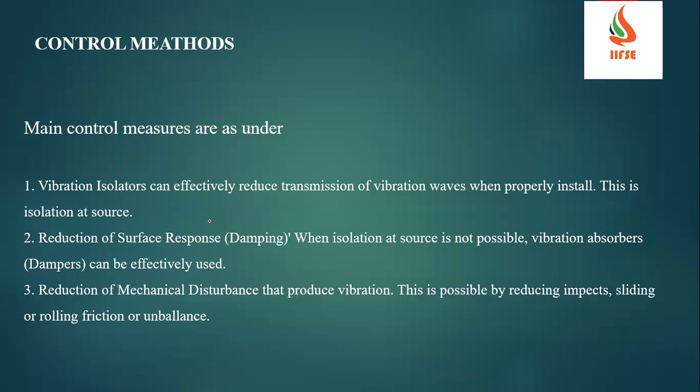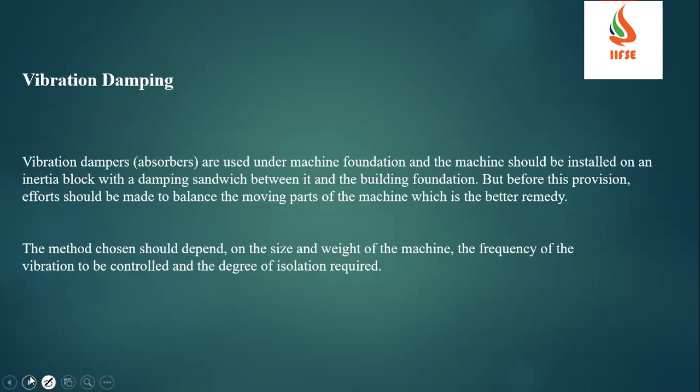Now we'll see control measures. What control measures can be taken to avoid these effects? Vibration isolators can effectively reduce the transmission of vibration waves if properly installed to isolate the source. Then reduce the surface responses, like damping, when isolation at the source is not possible, and vibration absorbers or dampers can be used, like packing pads. Reduction of mechanical disturbance that produces vibration is possible by reducing impacts, sliding or rolling friction, or unbalance. These are the methods we can use to reduce vibration.